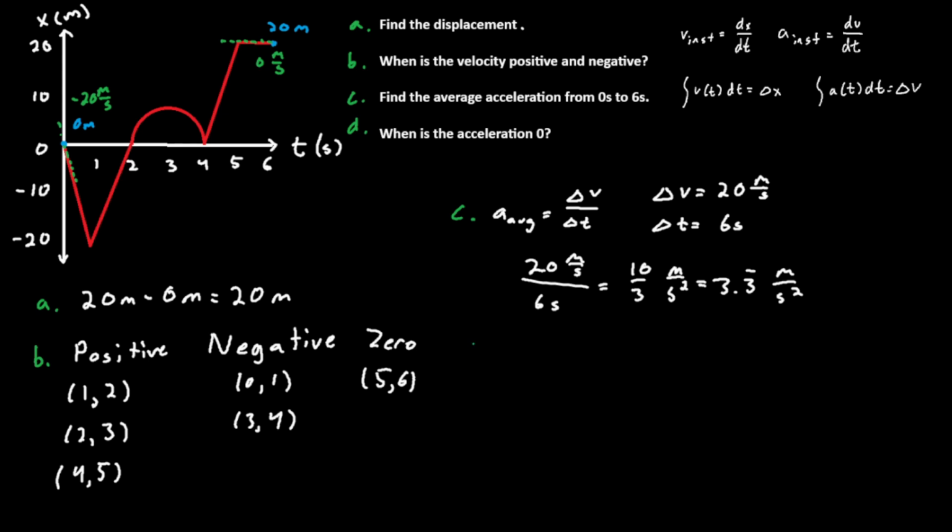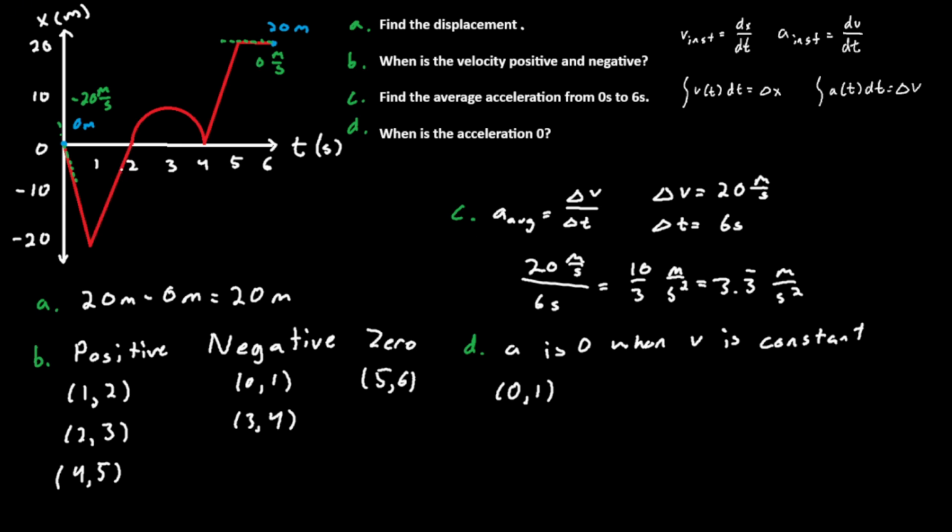Okay, part D. When is the acceleration 0? Well, the acceleration is 0 when your velocity is constant. So what does that mean? Let's write it down: a is 0 when v is constant. In this graph, your velocity is constant when the slope is constant. There are many intervals where the slope is constant. From 0 to 1, the slope is always negative 20. The instantaneous velocity, or the derivative, is always negative 20 here. Therefore, from 0 to 1, your acceleration is 0. Velocity is unchanging, therefore acceleration is 0.